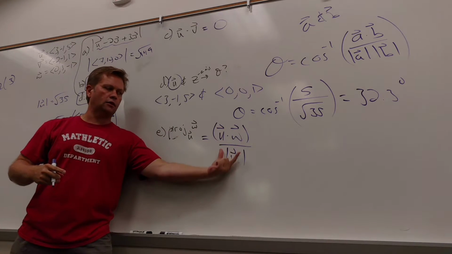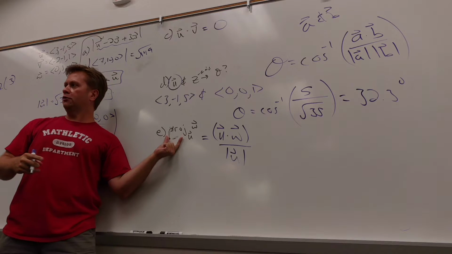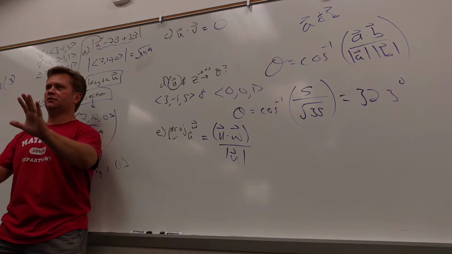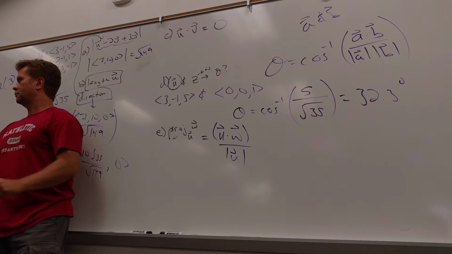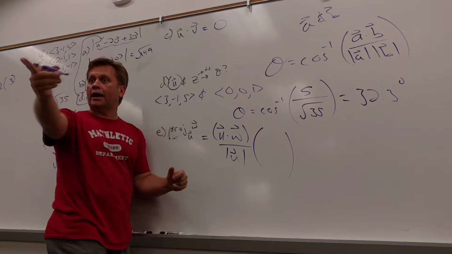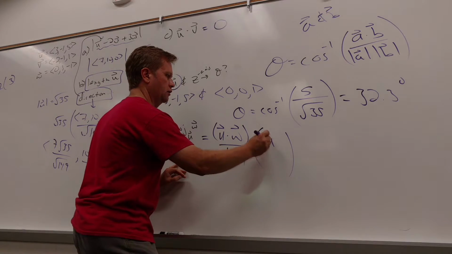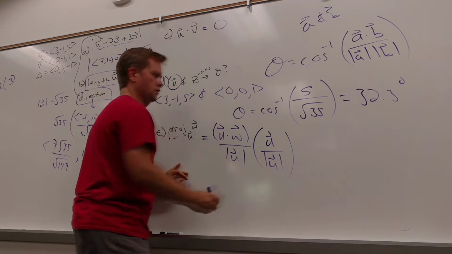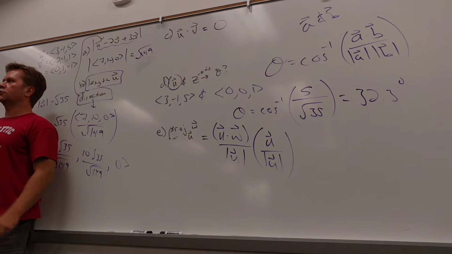What would this be? That's the component. I love it. So you multiply it by what? You have U hat. I love it. So it'll be U divided by the length of U, because I want it in the direction of U.